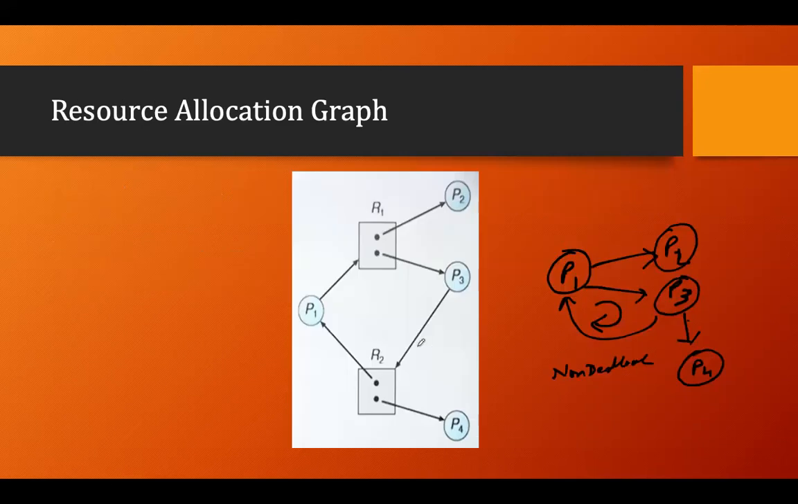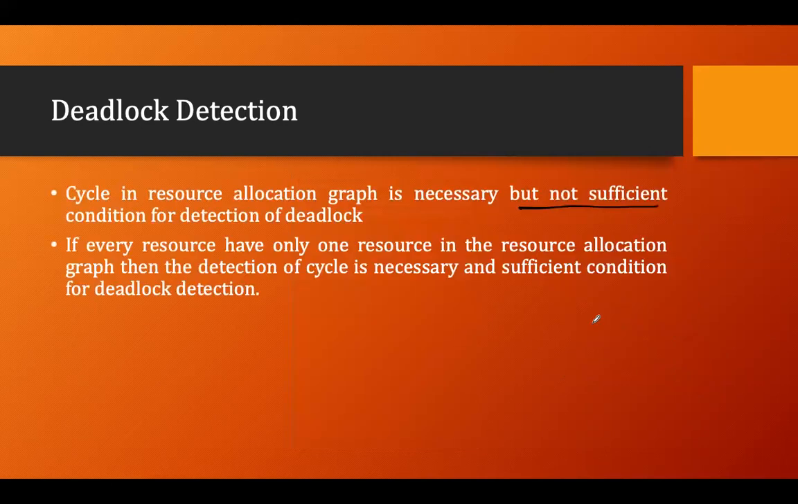So with the help of that, we have seen that the presence of a cycle in the wait for graph doesn't mean that there is a deadlock. So it says that a cycle in the resource allocation graph is a necessary but not sufficient condition for detecting the deadlock. If every resource has only one instance in the allocation graph, then the detection of a cycle is a necessary and sufficient condition. So if we have resources with only one instance, then only can we say that if there is a cycle, there is a deadlock.